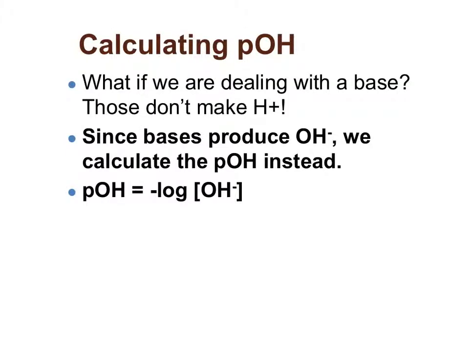Okay, so we'll often be dealing with bases, and since bases don't make H+, we don't calculate the pH directly from H+ concentration because that's going to be harder to find. Instead, what we do is, because bases produce OH, we calculate the pOH instead. And the equation's the same. So pOH equals negative log of OH minus.